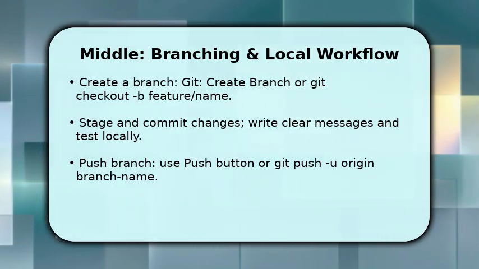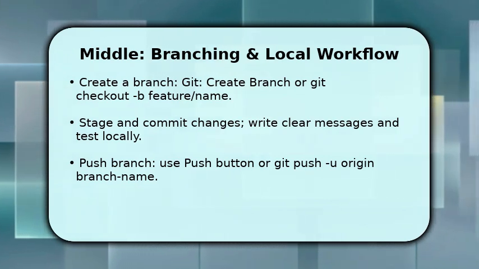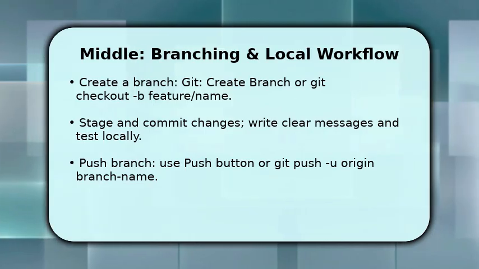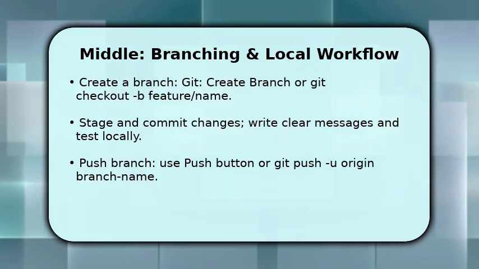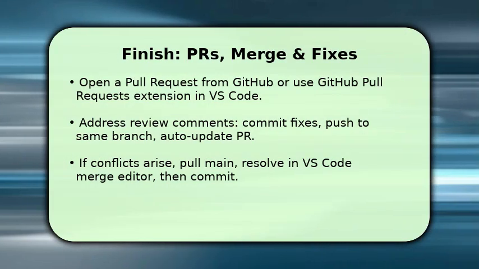Make sure to pull remote updates before long-lived branches diverge. You finish by opening a pull request on GitHub, or using the GitHub Pull Requests extension inside VS Code to create one directly. That starts review and CI checks.